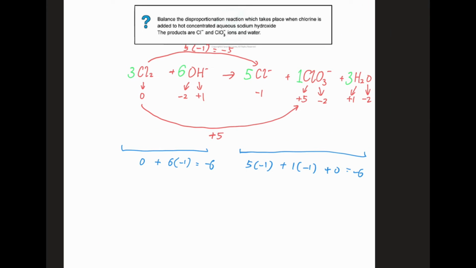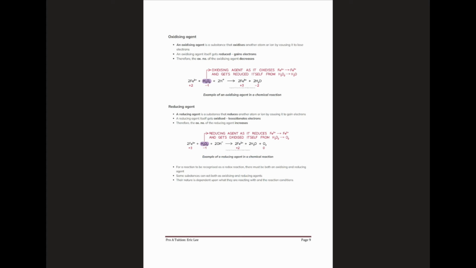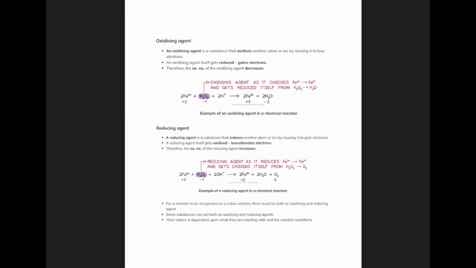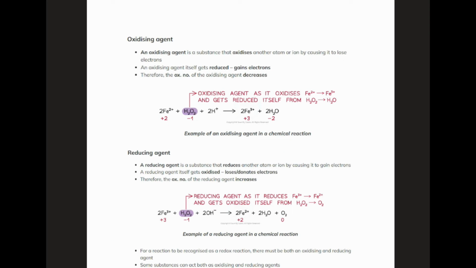Okay, next page. On this page, we have theory, oxidizing agent. You can see the words here. An oxidizing agent is a substance that oxidizes other atoms or ions by causing them to lose electrons.